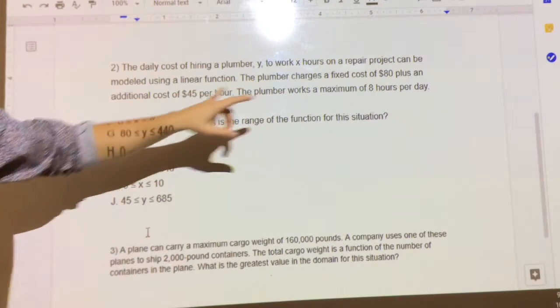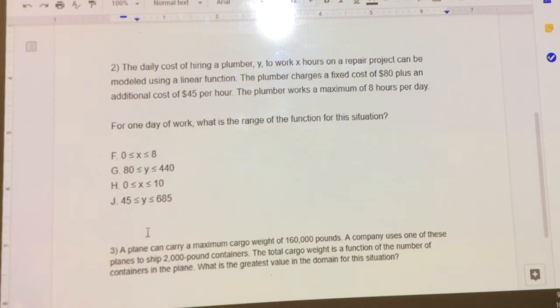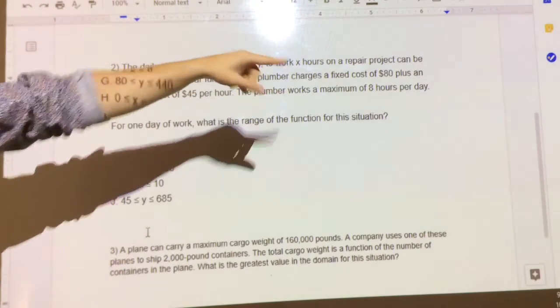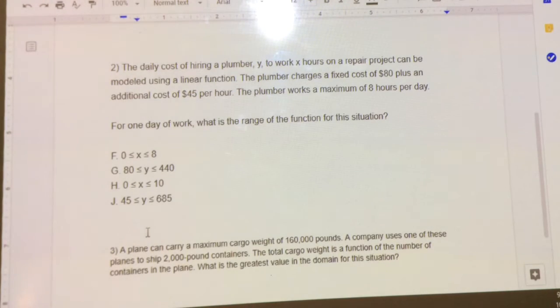To work on a repair project can be modeled using a linear function. The plumber charges a fixed cost of $80 plus an additional cost of $45 per hour. The plumber works a maximum of 8 hours per day. For 1 day of work, what is the range of the function for this situation? All right, let's tie this all together here. Somebody put this into slope-intercept form for me. All the information's there. There's no math required. All you have to do is be able to articulate what piece goes with what.